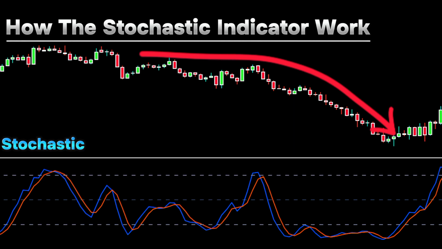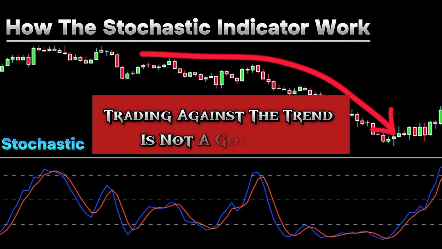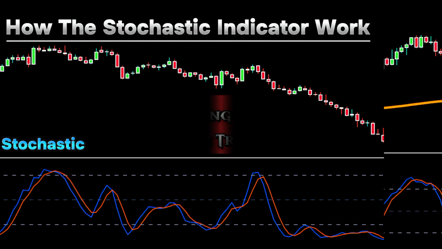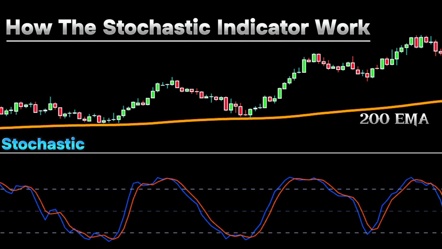It is simply because trading against the trend is not a good idea. No matter the strategy you are using while trading, either it is pure price action or indicators, you must make sure that you are trading with the trend to guarantee you more winning on your trades. And in order to trade the stochastic indicator with the trend, we are going to be combining it with some other trend indicators. And the first is the 200 exponential moving average.